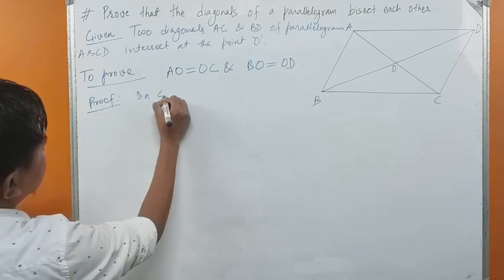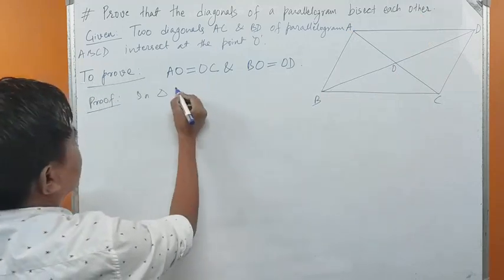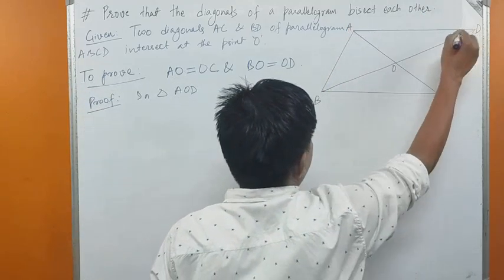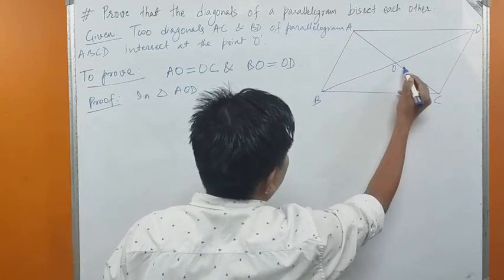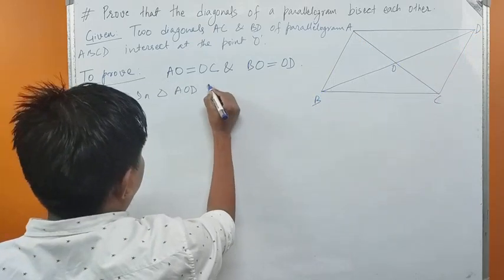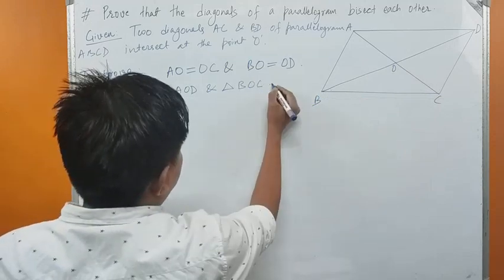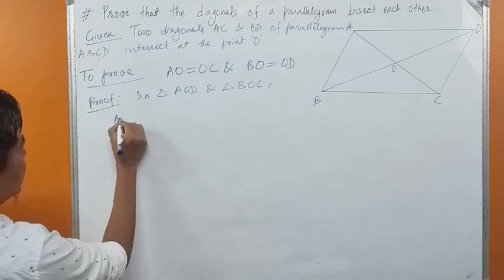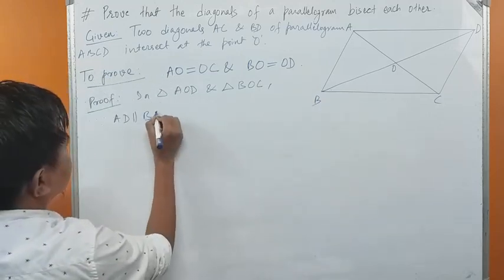In triangle AOD, the upper triangle, and triangle BOC, the lower triangle. First, since AD is parallel to BC, isn't it?